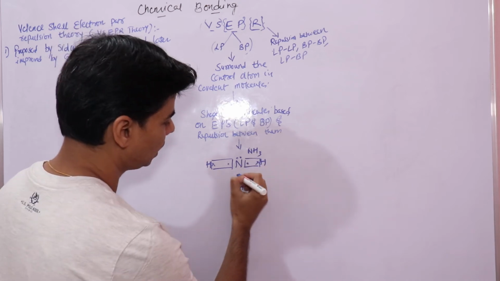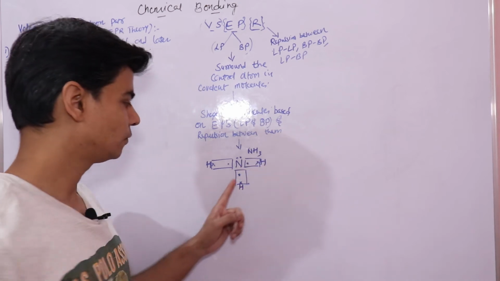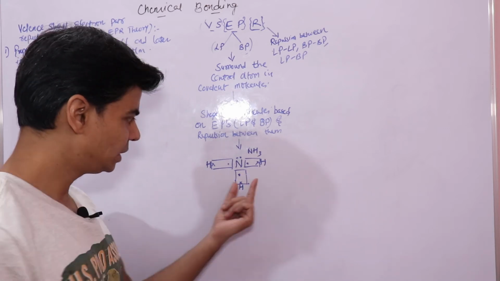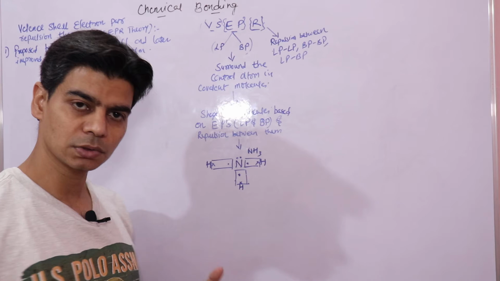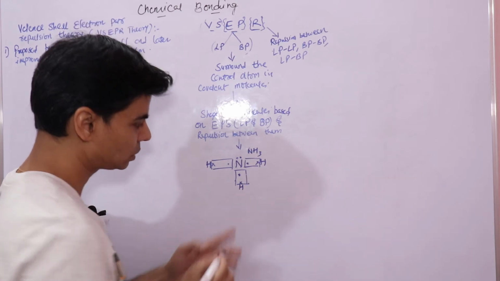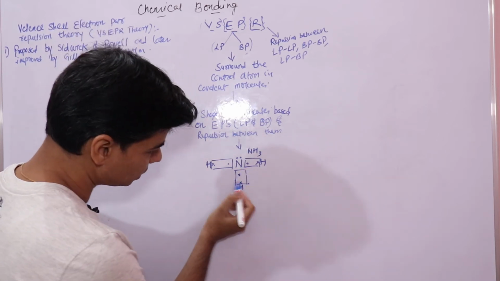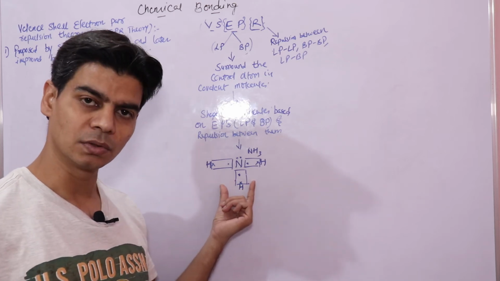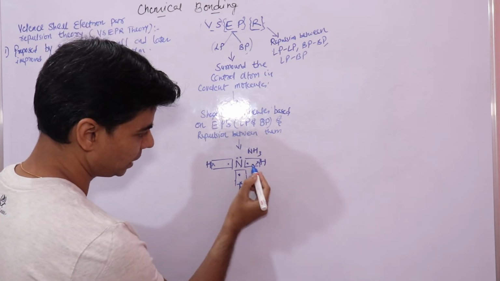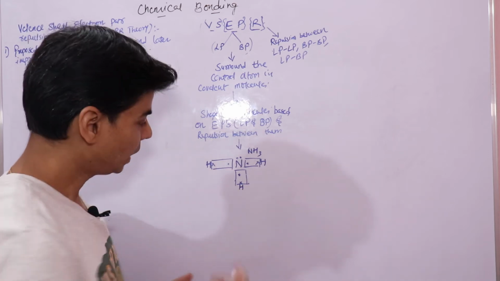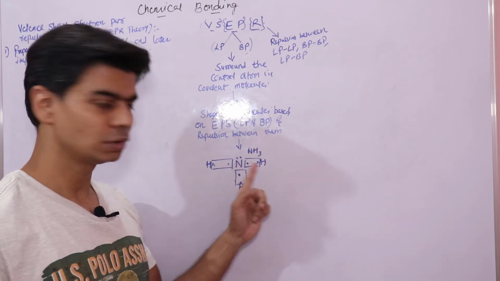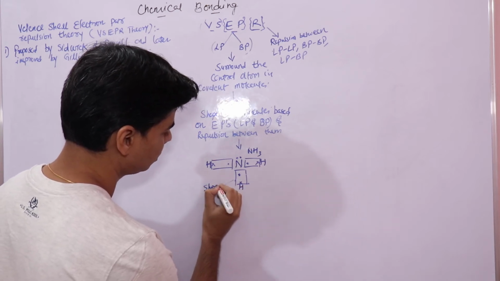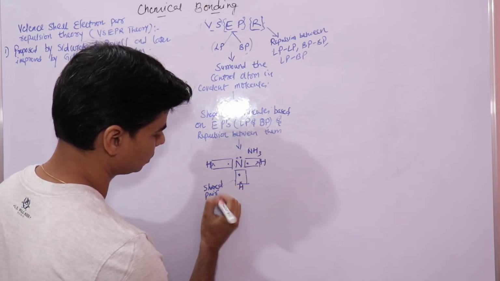So each of the hydrogen atoms will share 1 electron with the nitrogen atom, right? Now, since sharing is taking place between the electron on hydrogen and the electron on nitrogen, what it is forming is a pair of electrons. This is called a shared pair of electrons, because this pair of electrons has resulted from the sharing of electrons between nitrogen and hydrogen. So this is your shared pair of electrons, right?